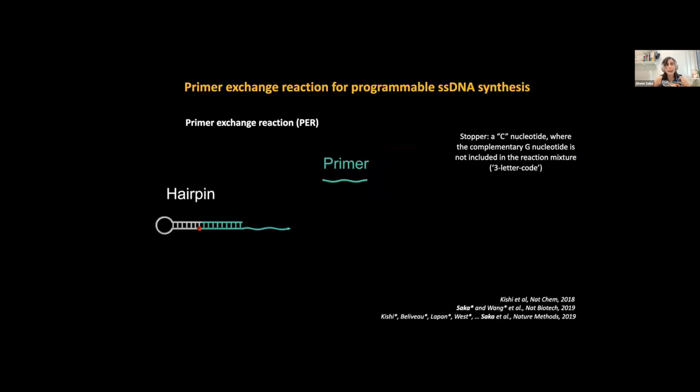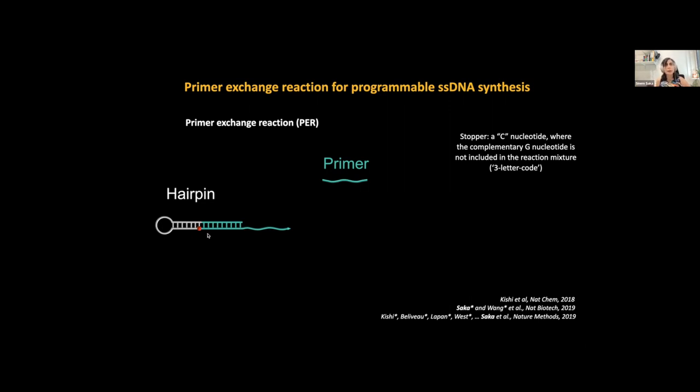The basic idea comes from the primer exchange reaction, which is a reaction engineered for programmable single-stranded DNA synthesis. In this case, we can utilize short primers, usually 9 to 10 nucleotides, that are complementary to the overhang of a hairpin molecule. And it can bind here. What you see in red is what we call a stopper moiety.